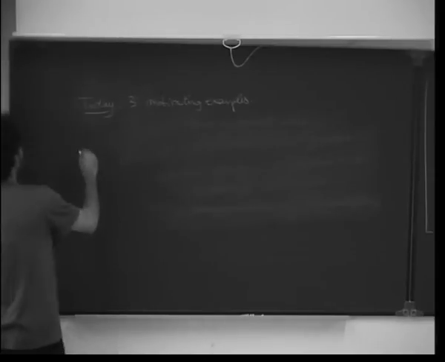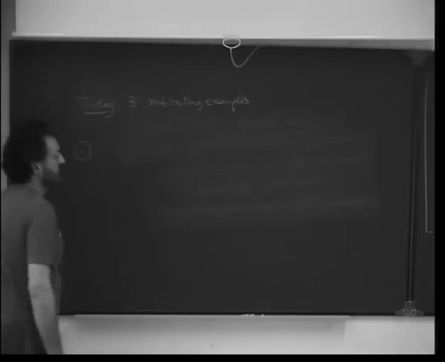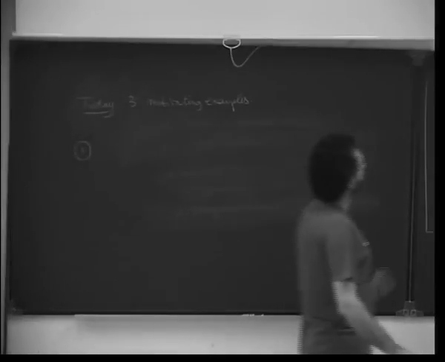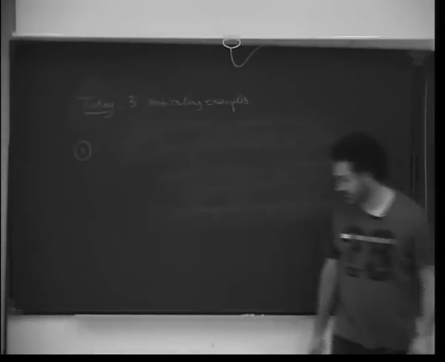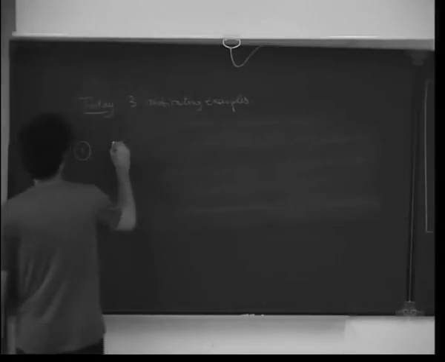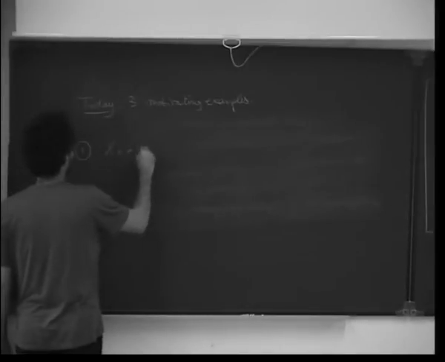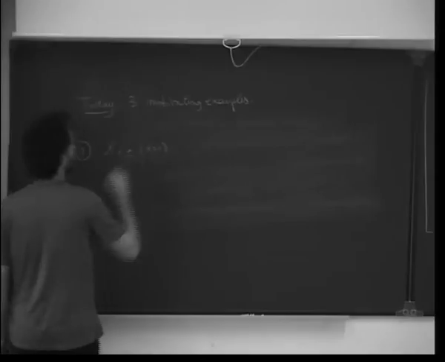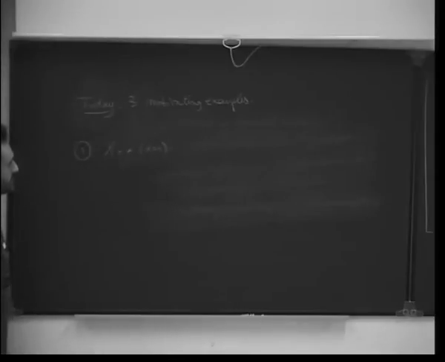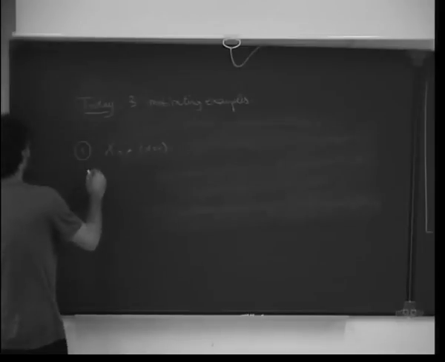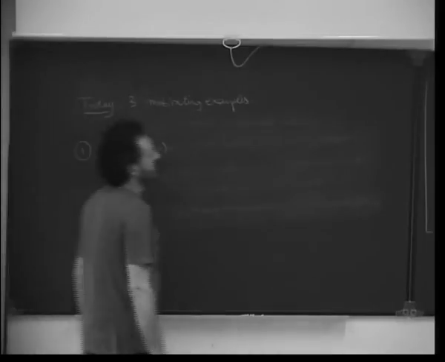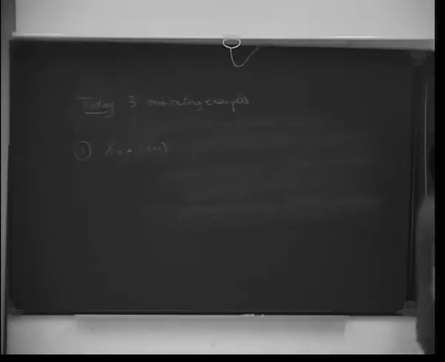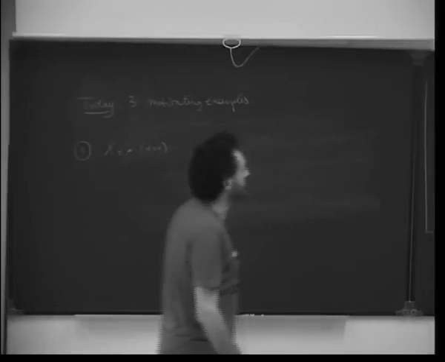Okay, so the first thing is that X can be a point. So D can be 0. Then I'll comment about the moduli space of G bundles on the point a little bit later.